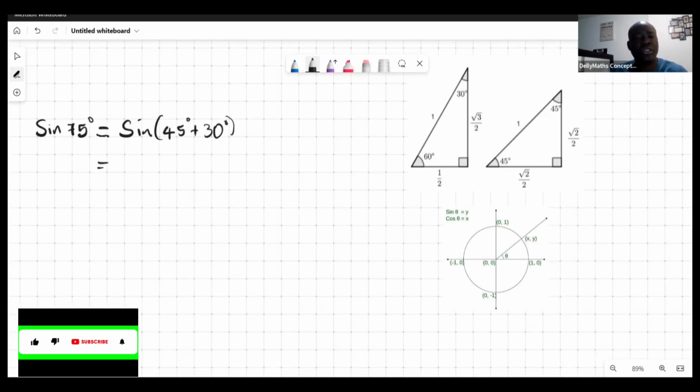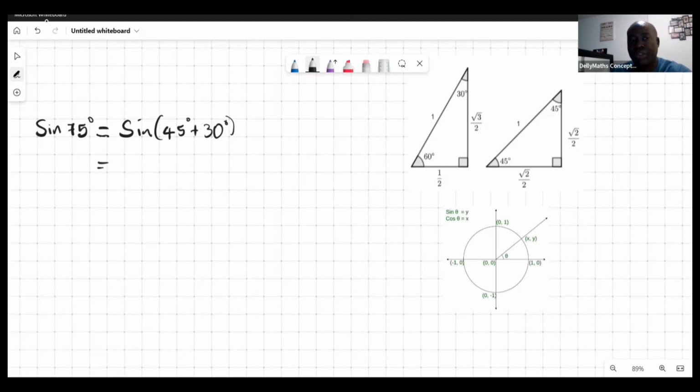Now, what I need to do is write the identity using these angles for the sine of 45 plus 30. So I'm going to use the sum formula. The sum formula for sine is the sine of 45 times the cos of 30 degrees plus the cos of 45 times the sine of 30 degrees. So we're representing the sum formula for sine.